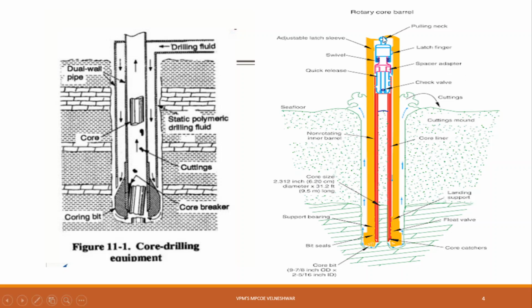See here, this is the rotary core barrel. See here, this is the core catcher. After cutting the ground, this is the core which is obtained. This is the core size of 2.321 inches, that is approximately 6.20 centimeters in diameter. This is the core that we have to lift to the ground. And this is the core catcher. From the bottom we'll cut this core, and it will be collected on the ground.